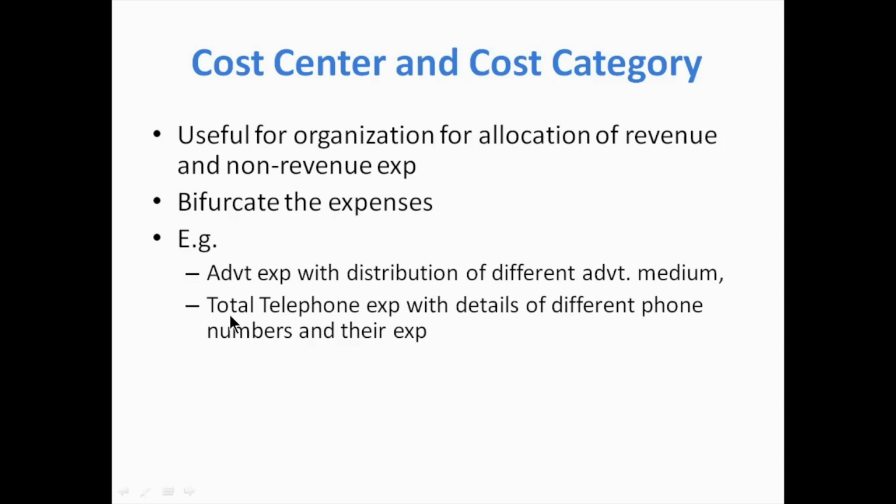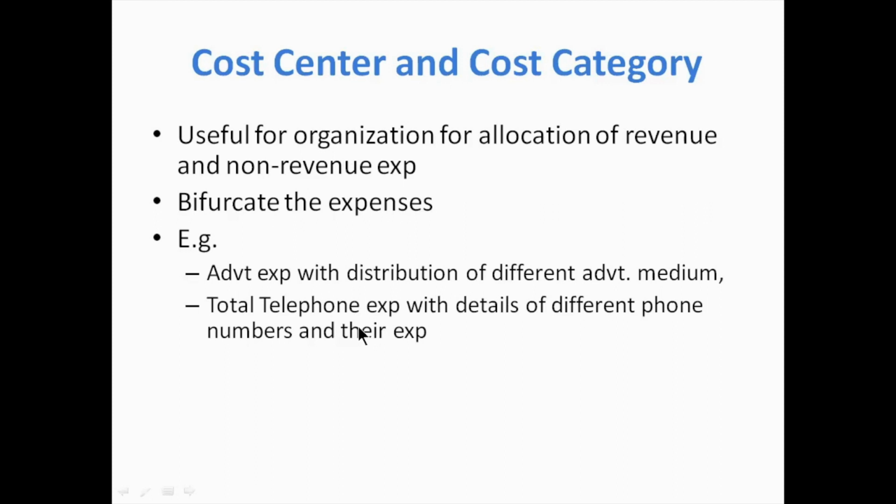This is one example. Second example, we can have total telephone expenses with details of different phone numbers and their expenses. Suppose we paid telephone expenses of 5,000 rupees, and in that we paid for mobile 1, mobile 2, mobile 3. There are 3 to 4 mobile numbers. So this 5,000 includes the expenditure of the different 4 mobile numbers. Each and every mobile number has its own expenses, so that allocation is possible using cost center.